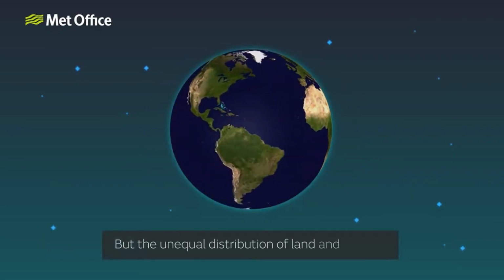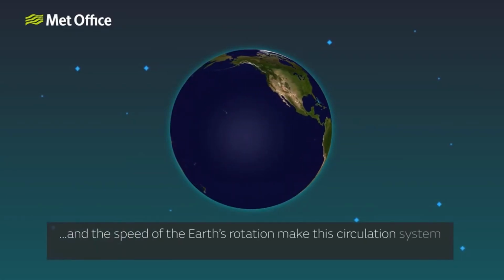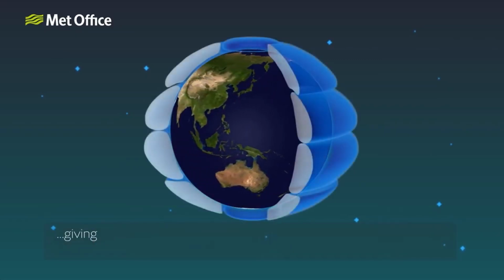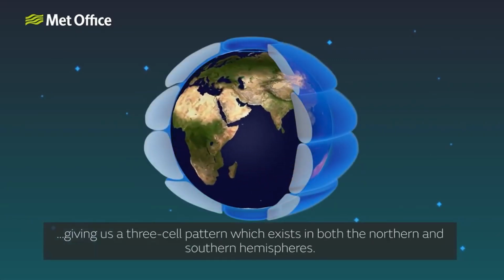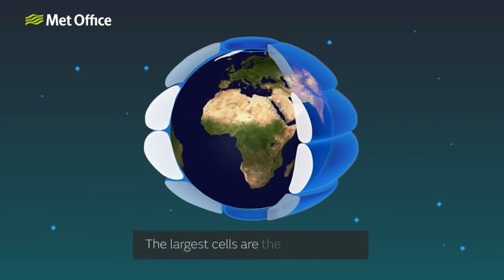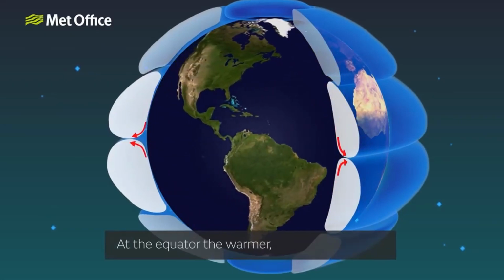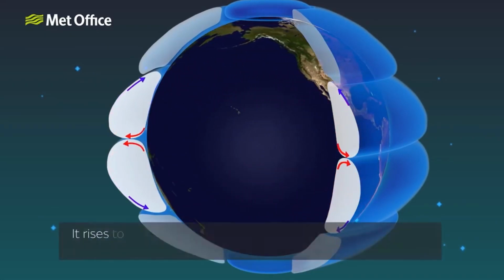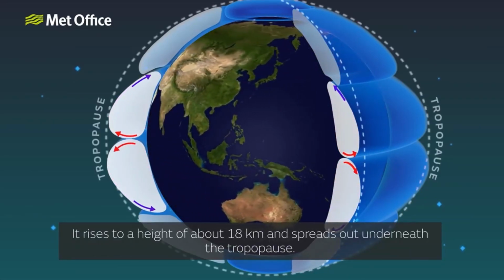But the unequal distribution of land and ocean and the speed of the Earth's rotation make this circulation system more complicated, giving us a three-cell pattern which exists in both the northern and southern hemispheres. The largest cells are the Hadley cells. At the equator, the warmer, less dense air rises. It rises to a height of about 18 kilometers and spreads out underneath the tropopause.